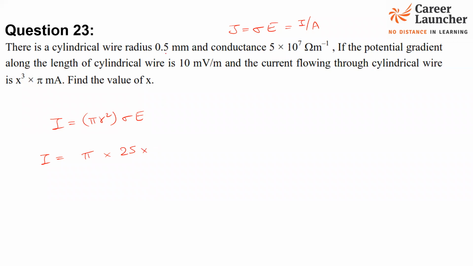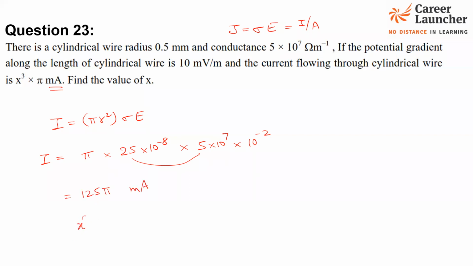or 0.25 into 10 raised to minus 6. So this is 10 raised to minus 8 into sigma into E. 10 millivolt means 10 raised to minus 2. And the answer is coming out to be in milliamperes. So as you can notice, this is 25 into 5, which is 125. And 10 raised to minus 3 is coming up. So 125 pi, that much milliampere.